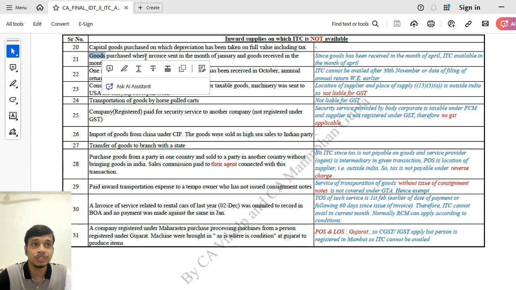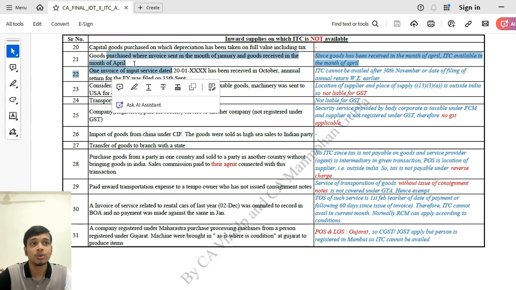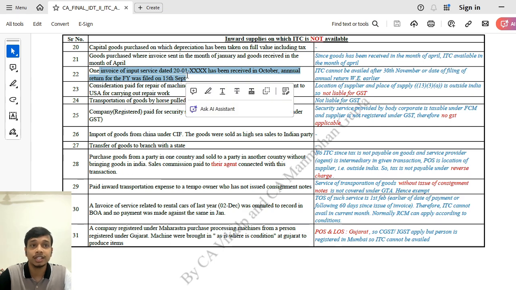Next, goods purchased where invoice was sent in the month of January and goods received in the month of April. As per time of supply, goods received in the month of April, so ITC available in the month of April only. Next, one invoice of input service dated 20th January has been received in October.